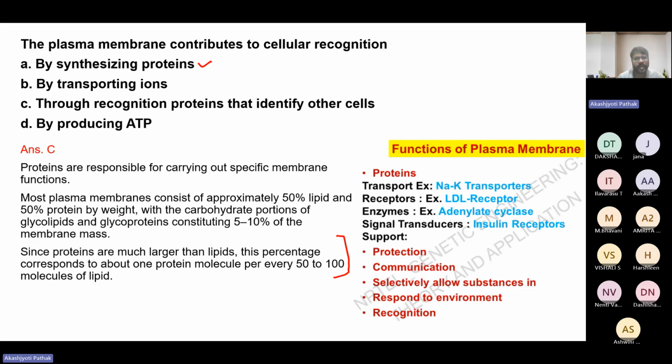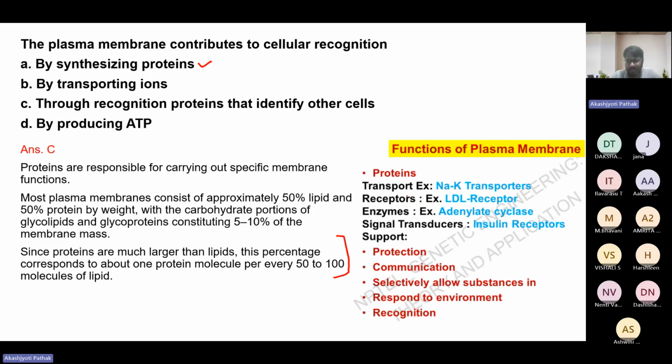So by weight, the amount of lipid and the amount of protein is 50-50. But by molecule count, the proportion of protein is one in every 50 to 100 molecules. Okay. So there are different functions of the plasma membrane, such as transport. They can act as transport proteins, like the sodium potassium transporter.